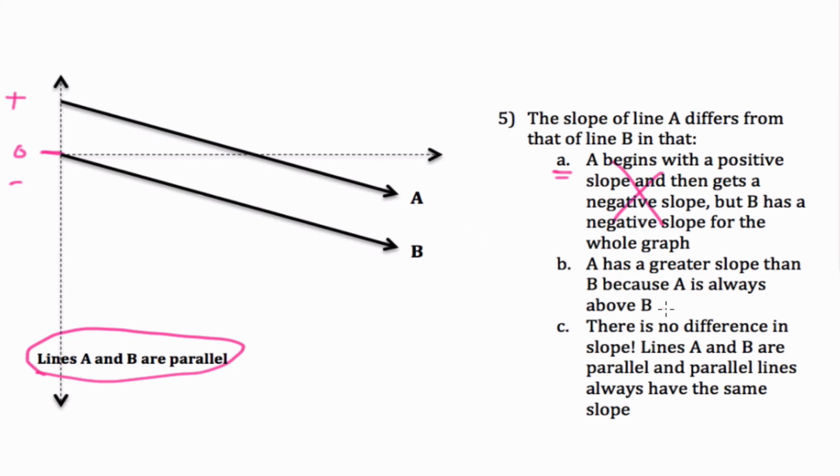A has a greater slope than B because A is always above B. Slope has nothing to do with the position of this thing on the y-axis. It just has to do with how y changes divided by how x changes. So this is wrong also. There is no difference in slope. Lines A and B are parallel, and parallel lines always have the same slope. That's the right answer. So again, dealing with just graphs with lines on them, you may be able to answer this, but when we start putting different dimensions on the horizontal axis and vertical axis, these are the kinds of questions that students get wrong. So just know that if they're parallel, the slope is the same.